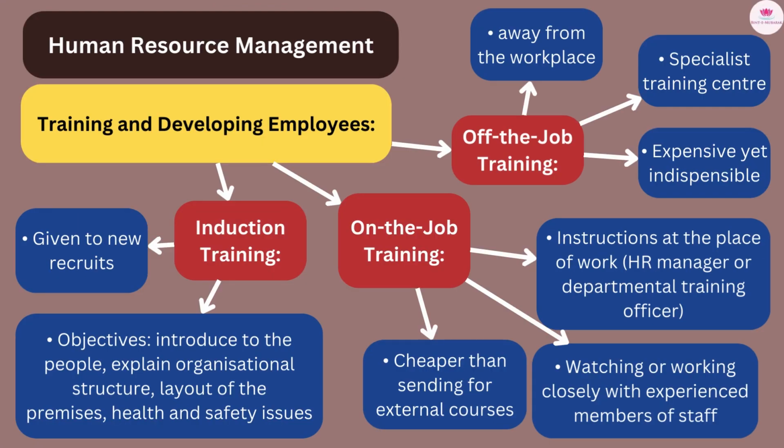Training and developing employees. Induction training is given to new recruits: objectives are introduced, the organizational structure explained, and the layout of the premises and health and safety issues covered. On-the-job training is instruction at the place of work by the HR manager or departmental training officer, watching or working closely with experienced members of staff, and is cheaper than sending staff on external courses. Off-the-job training is away from the workplace, at a specialist training center, expensive yet indispensable.